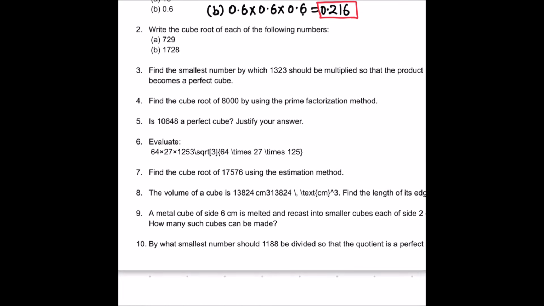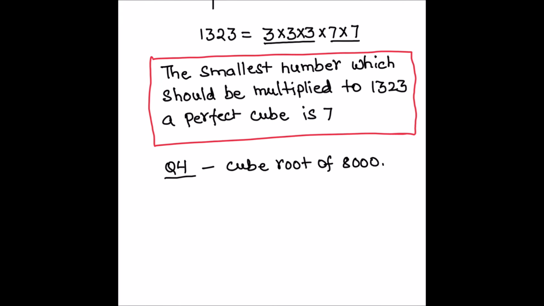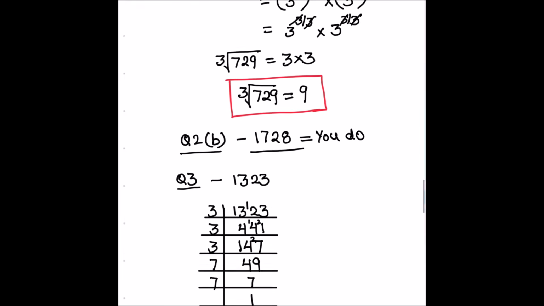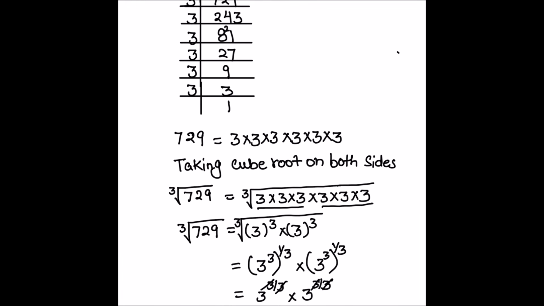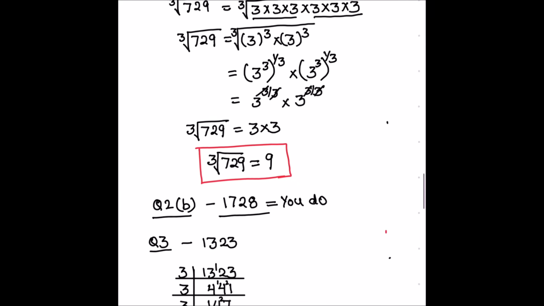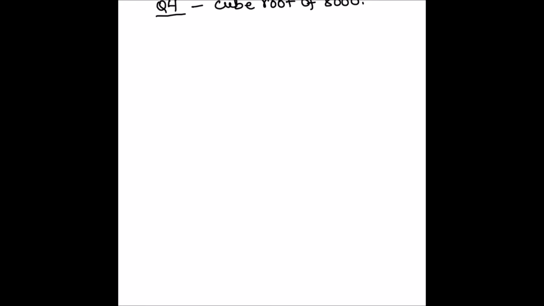So question number 4 is find the cube root of 8000 by using prime factorization method. We have already done the prime factorization method in question number 2. The same method here, as we have found out the cube root of 729. The same thing you have to do to find the cube root of 8000.